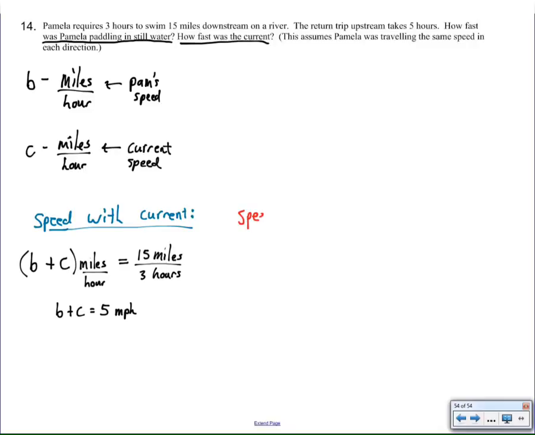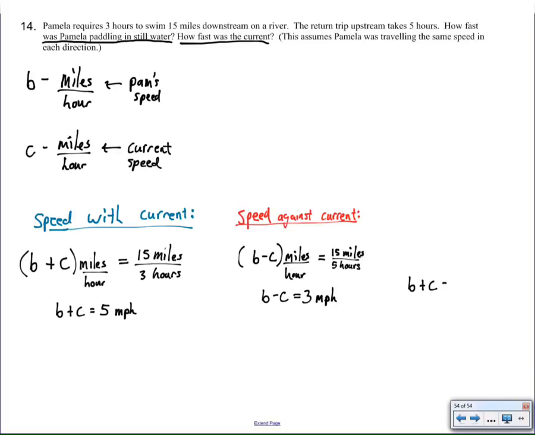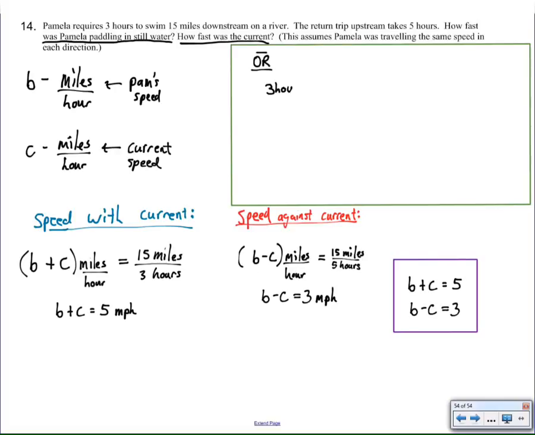Similarly, if we're swimming against the current, then no matter how fast we're able to swim, the speed of the water is going to take away some of my speed. So we have the speed of my swimming, we have the speed of the water, and the speed of swimming is reduced by the speed of the water, by however fast the current is in miles per hour. And we took 5 hours to swim 15 miles back up. That means 3 miles per hour, and this is a very simple linear system.